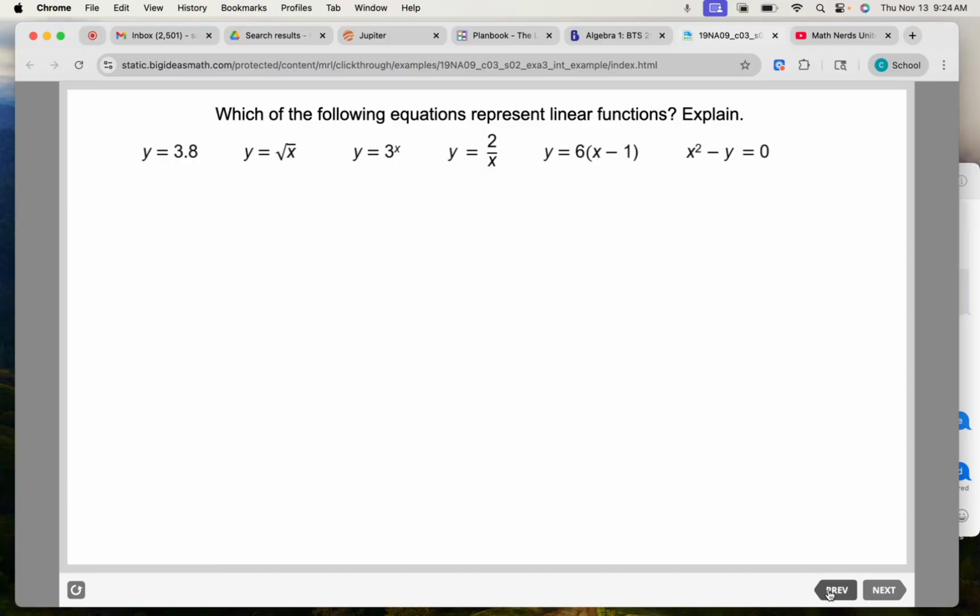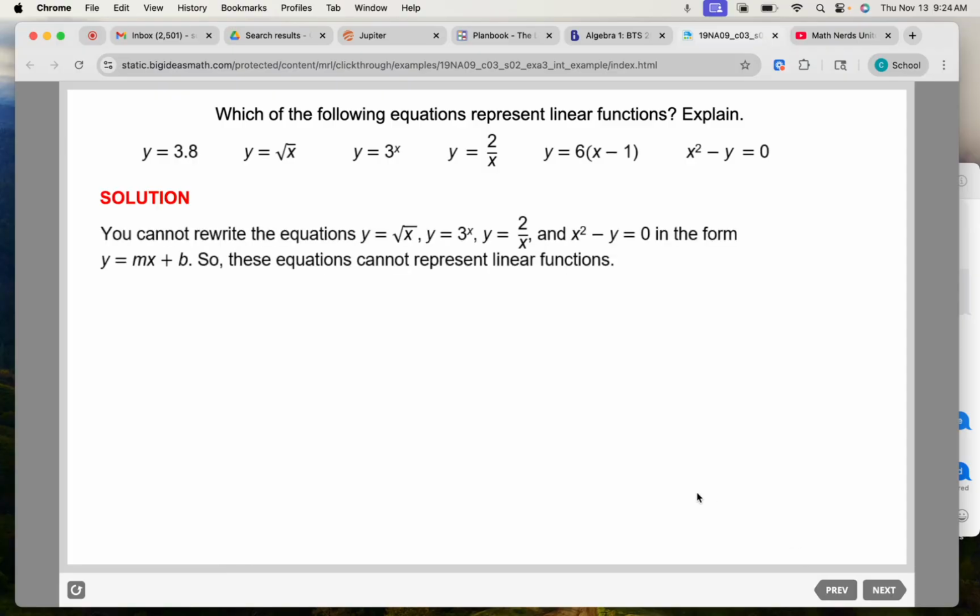Okay, what about our last one? x to the power of 2 minus y equals 0. Anything to the power of 2 is not going to be a linear function. You're going to have some kind of squiggle in your line. You could rearrange it, but it's not going to do you any good.